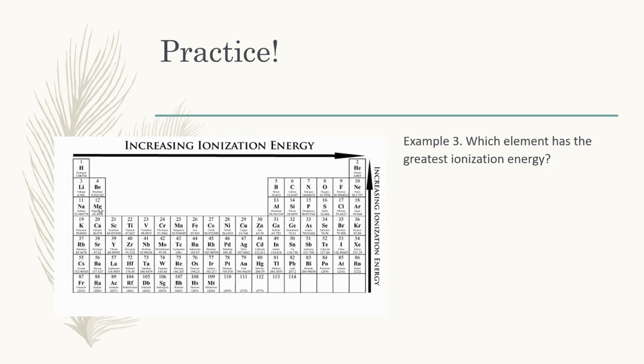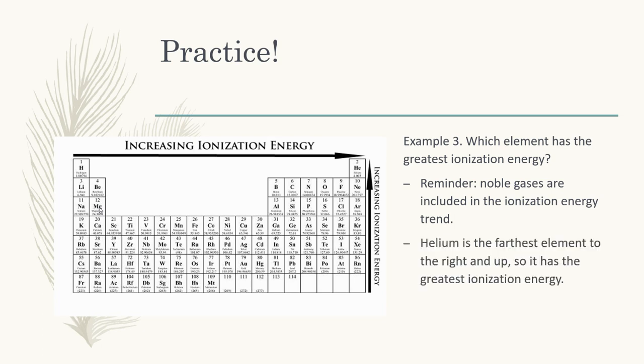Now we are on to ionization energy. Ionization energy follows the same pattern, increasing to the right and up, but it does include noble gases. Ionization energy is the energy required to remove an electron, and the noble gases really don't want to have an electron removed, so it takes a lot of energy to remove one, but you can do it, so they are included in this trend. So which element is farthest to the right and to the top of the periodic table? Well, that would be helium. So helium would then have the greatest ionization energy.